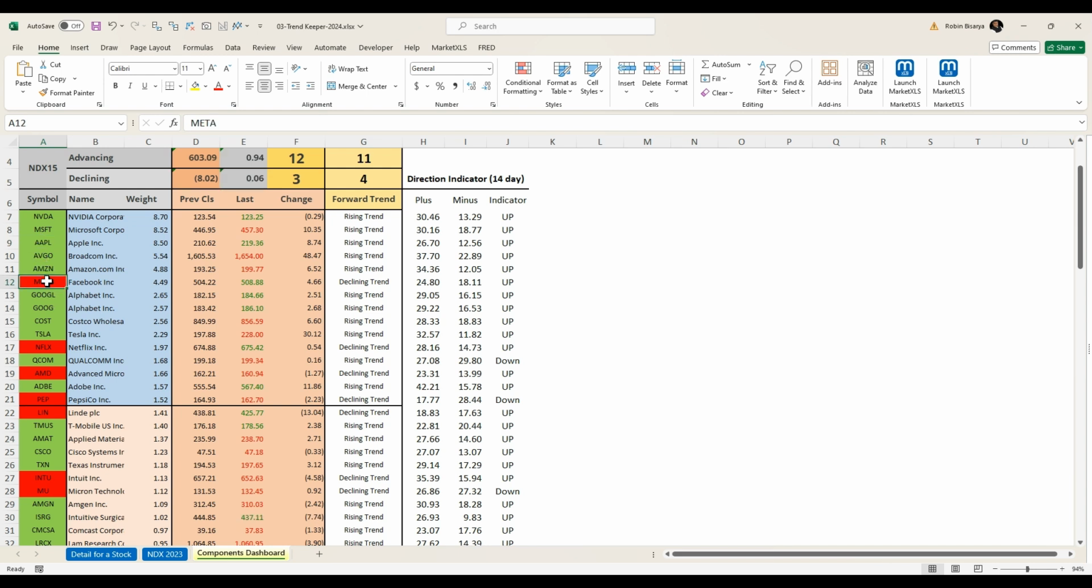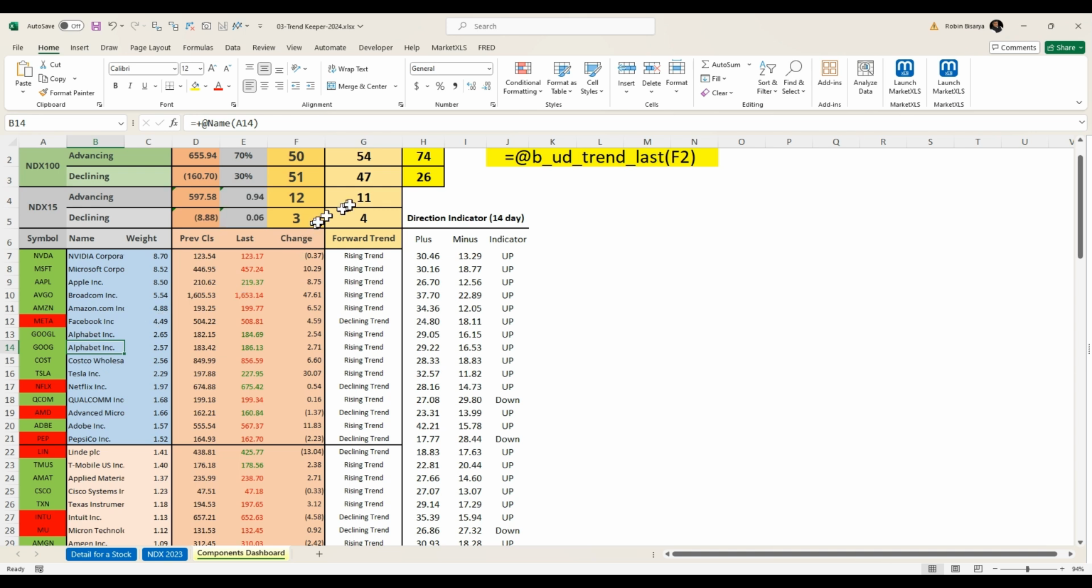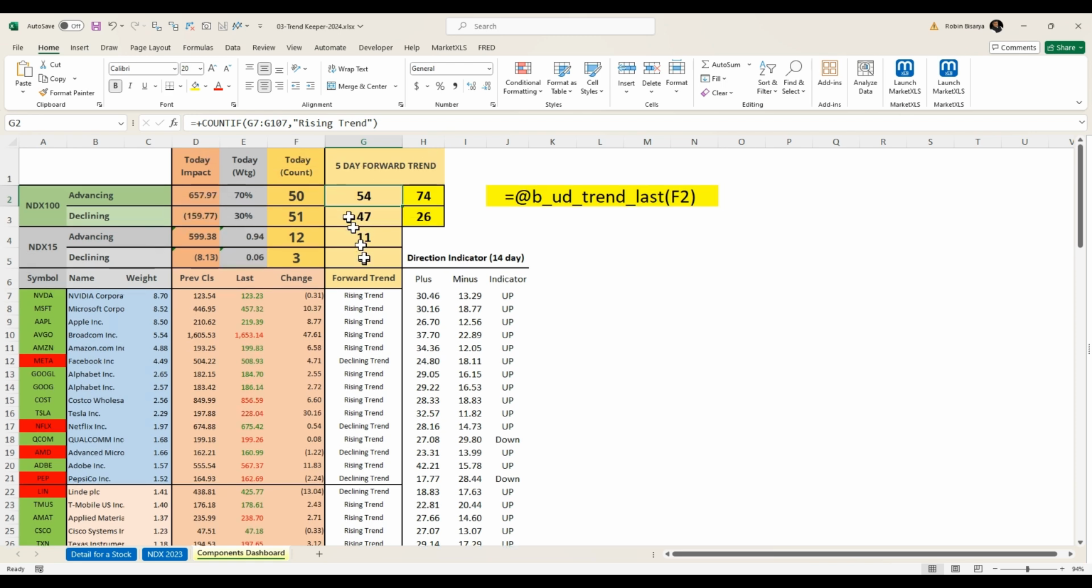Visually, you can see that out of the top 15 stocks, 4 are in a declining trend, while the remaining 11 are in a rising trend. The same data is also presented numerically. 11 stocks are advancing and 5 are declining among the top 15. Among the top 100, 45 are advancing and 55 are declining. This provides a numerical representation of the market or index's status for the day.